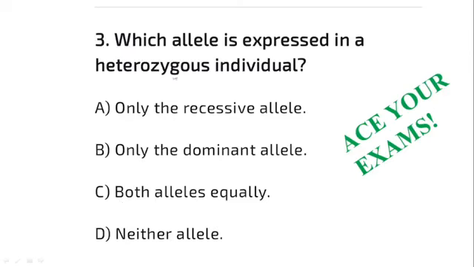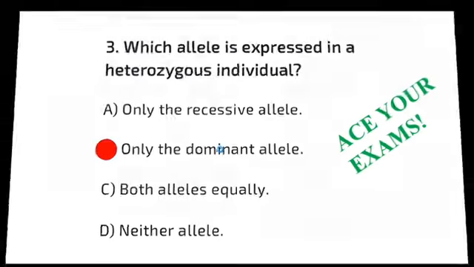Just like we have said, heterozygous means they have two different alleles. One allele is dominant while the other one is recessive. The dominant allele is the one that is going to be expressed more in the phenotype. Then the recessive one will be overshadowed. So looking at the question, which allele is expressed in a heterozygous individual? Only the dominant allele is going to be expressed. So our correct answer here is B.